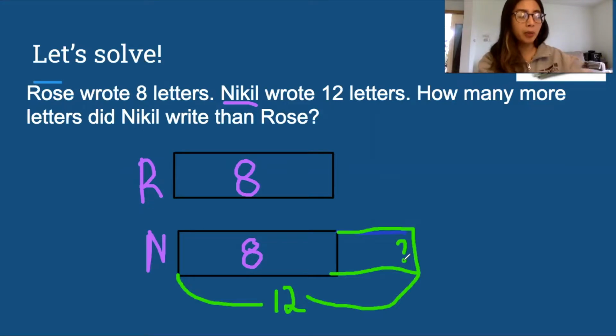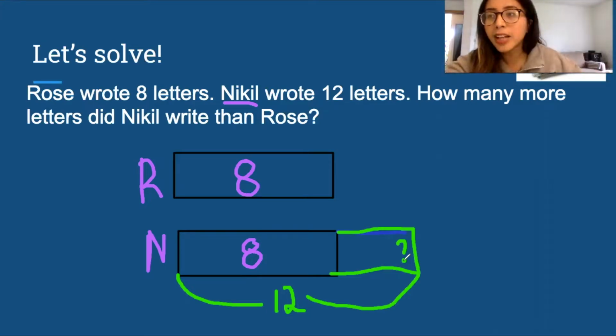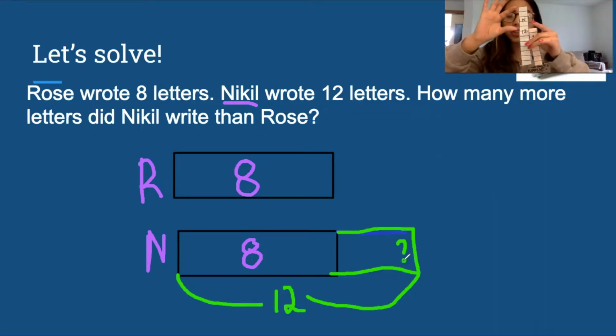And we'll look at it one more time just so you can see why we are figuring out how many more she has. Once again, we know they don't have the same amount. These are Rose's letters and these are Nickel's letters. I can see right here they have a different amount. And I want to know how many more does she have.